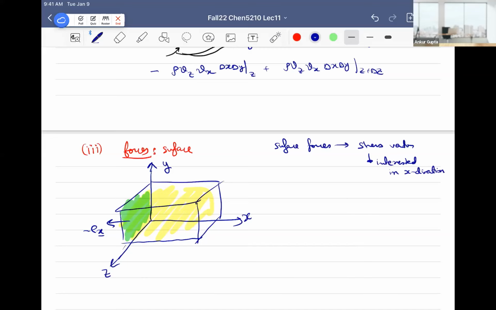I want you to think about the stress vector. What is the stress vector? The stress vector is the force applied by the fluid. I'm looking at force on the surface, so how can I find the force on this green surface? If I'm looking in this direction, then the fluid that will be applying the force is outside. Remember our definition.